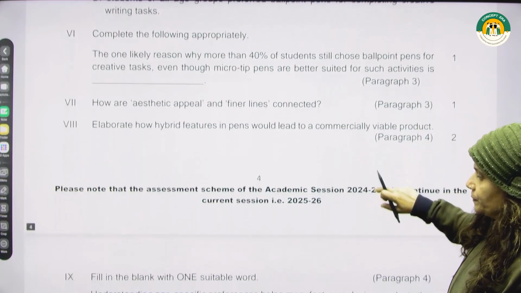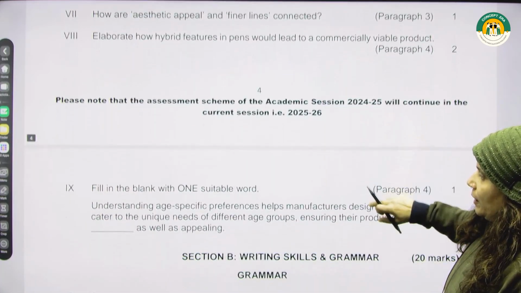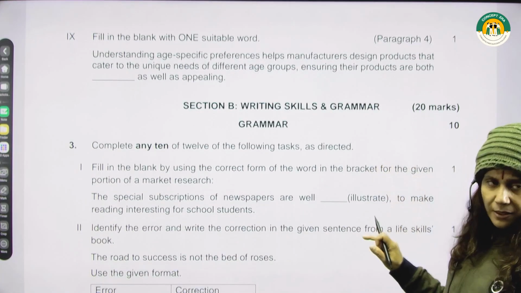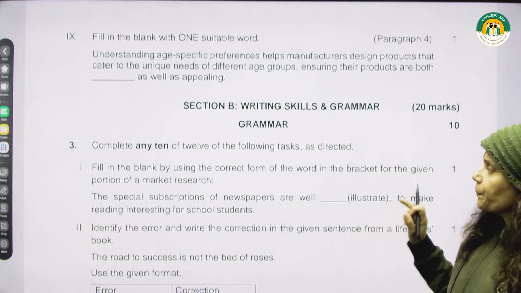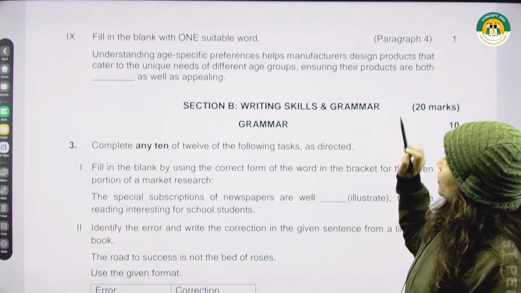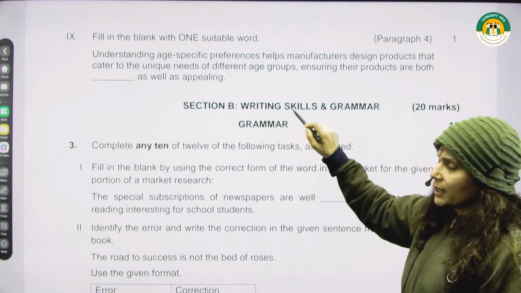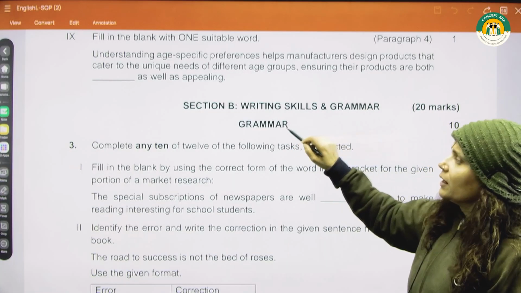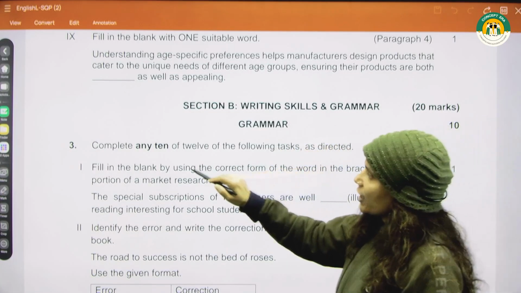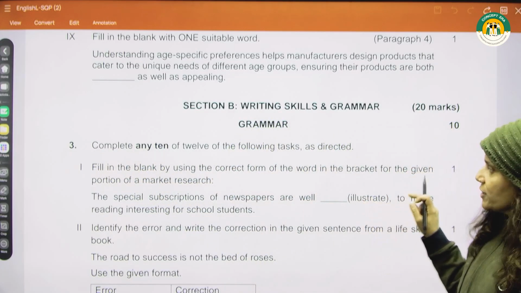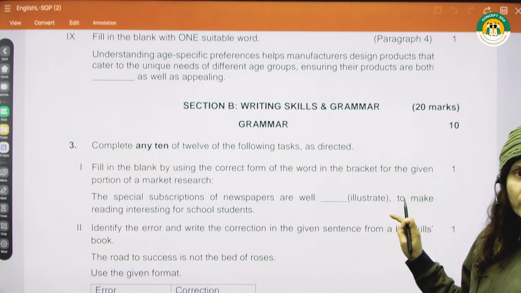Now, here, this is section B. Section B is purely associated with 2 things. One is creative writing skills and the second is a grammar section. Question number 3, if you see, there are 12 questions which are associated with grammar.